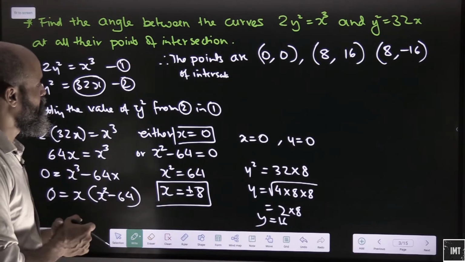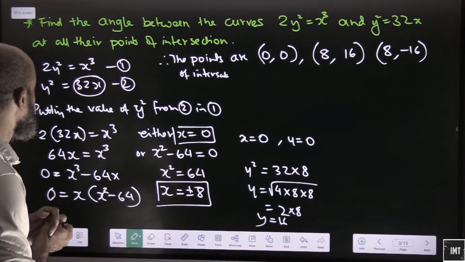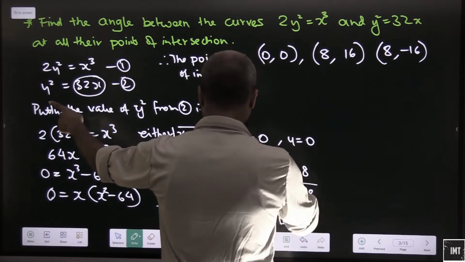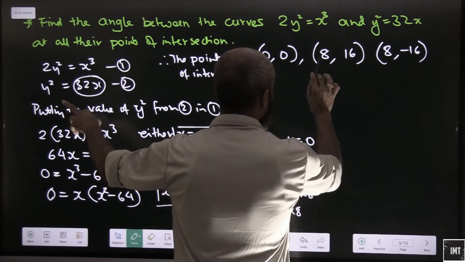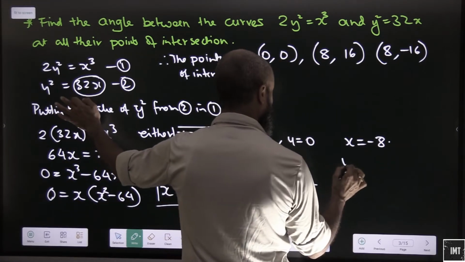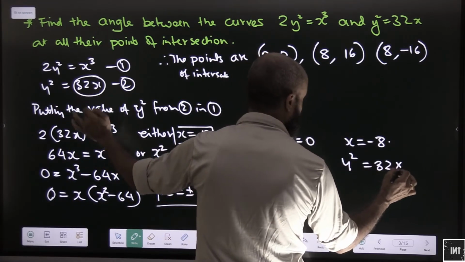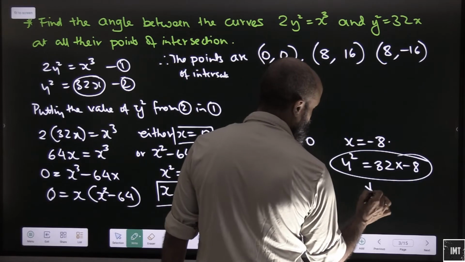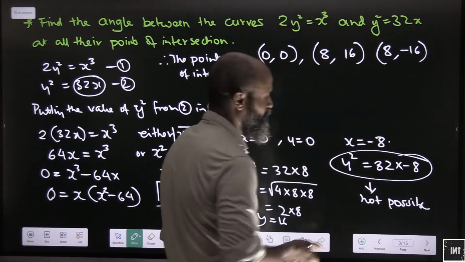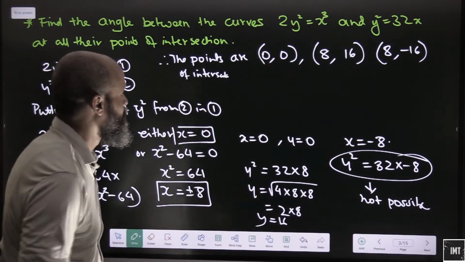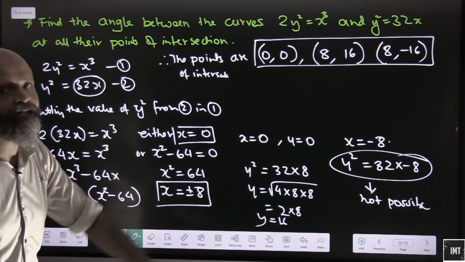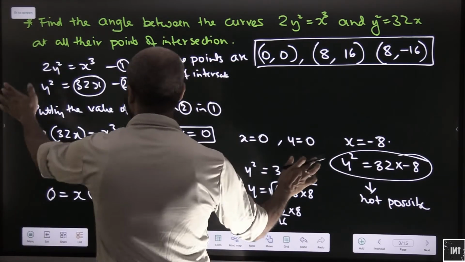For one we have y square is equal to... no, here we will have a problem. If we take x, it will have a value of plus 8. For plus 8 we get two values. For putting x is equal to minus 8, here we have y square is equal to 32 into minus 8, and this is not going to solve, so it is not possible, because we are going to get a negative value for y square and it is not possible to get a real value here. So these are the 3 points of intersection, that is (0, 0), (8, 16) and (8, -16). Now let's solve them here.